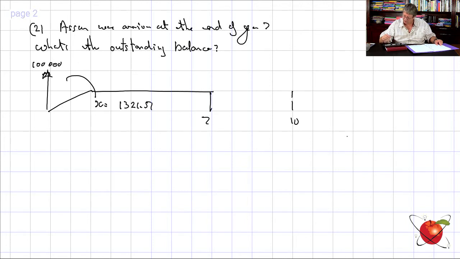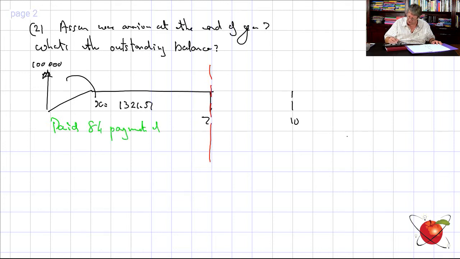Where are we now? We are now over here. What do I owe? So let's have a look here. Green, I have paid so far 84 payments of 1321.51. We have paid that already. So therefore, let's go to our blue and we say, what is left over?